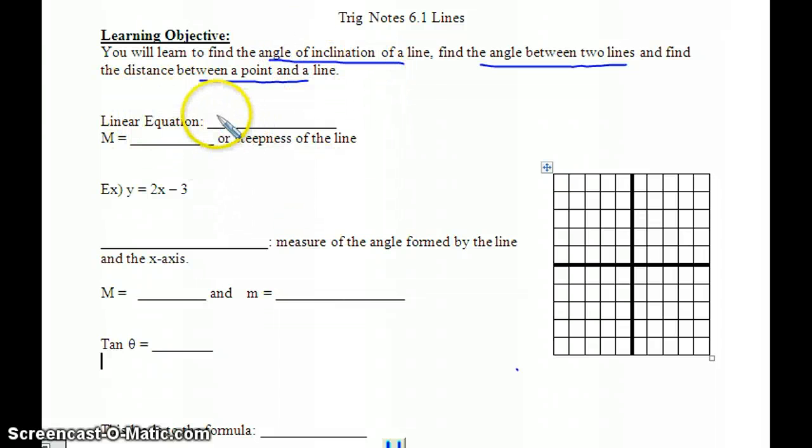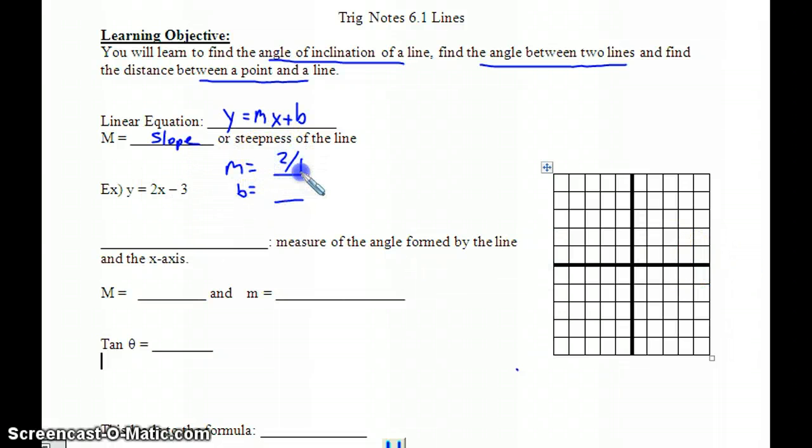So if we talk about a line, the most basic form of a line, or the most useful form of a line, is when it's in y equals mx plus b form. And again, the m stands for the slope or the steepness of a line. So if I asked you to graph that line, you would find the m and you would find the b and plot those on your coordinate plane. So the m is the 2.